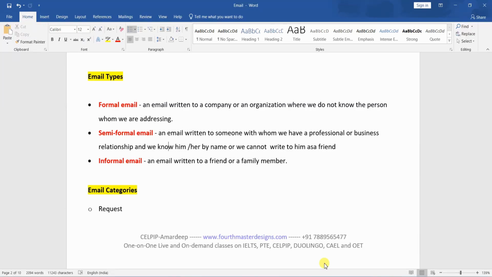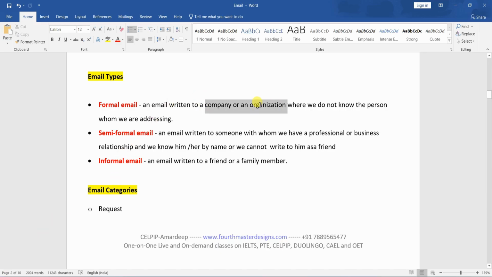So guys, in this class we are going to discuss different email types and phrases in detail, and that will be our foundation for the email part, our structure part. There are three types of email: formal email, semi-formal email and informal email.